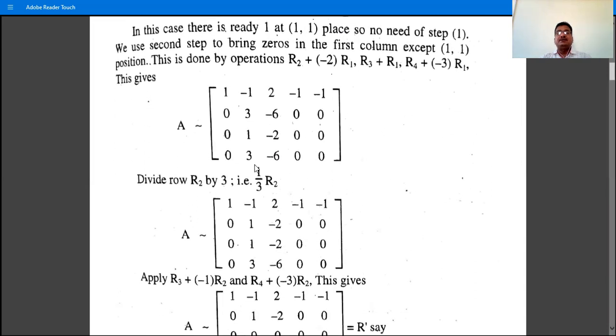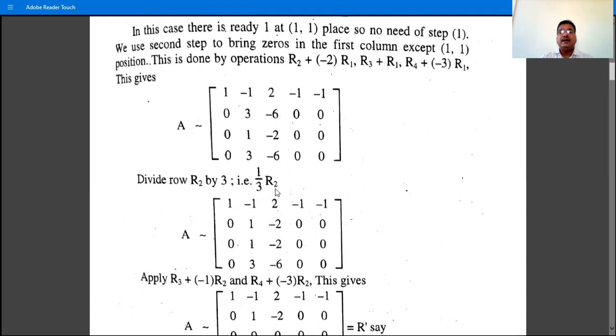Then the next operation is what? Reduce this element 3 to 1. So what is the operation? Either use the rows below, that is this 3 is in the second row, so use the third row or fourth row to reduce this element to 1. Suppose at this place there is 1, then apply the operation R2 minus R3. So 3 minus 2 becomes 1.